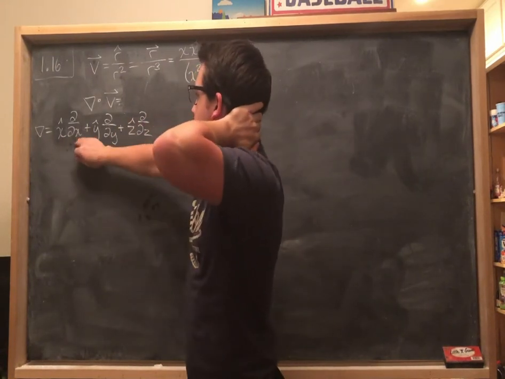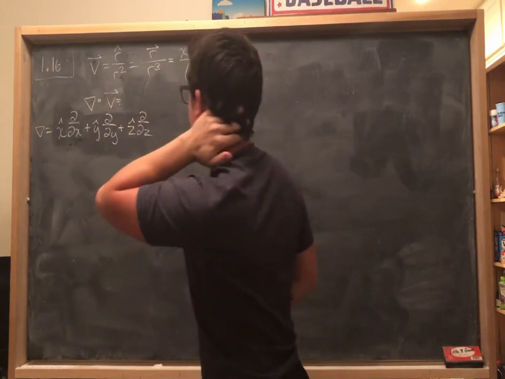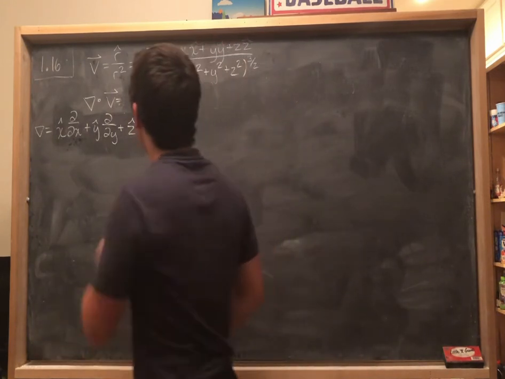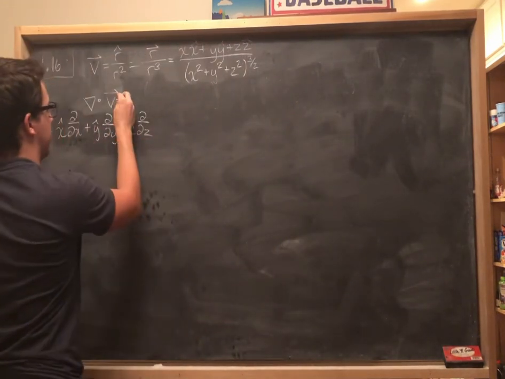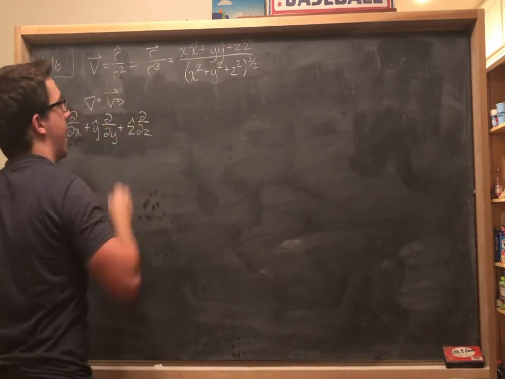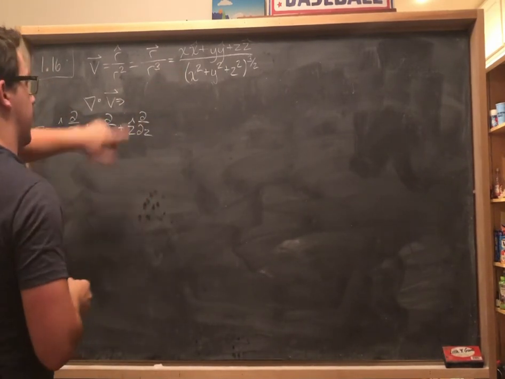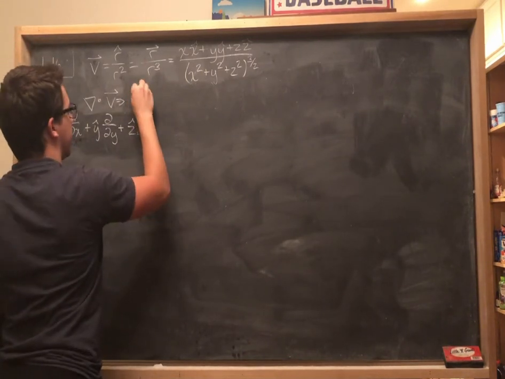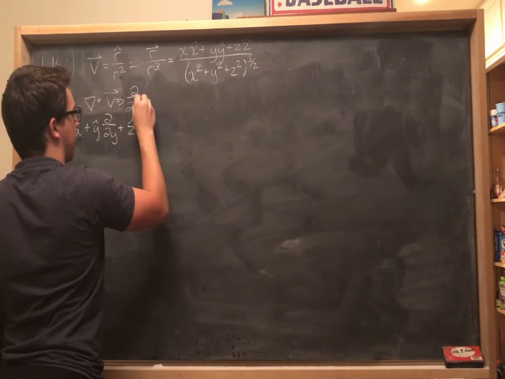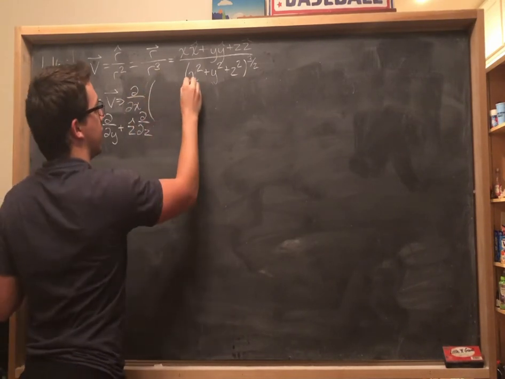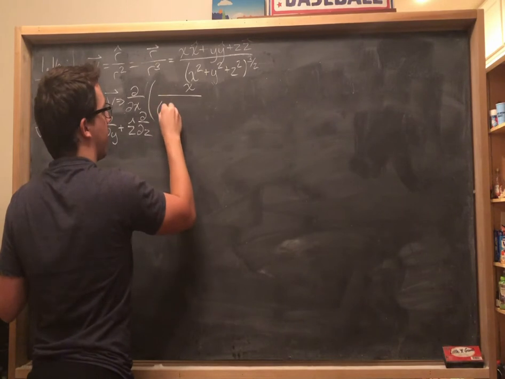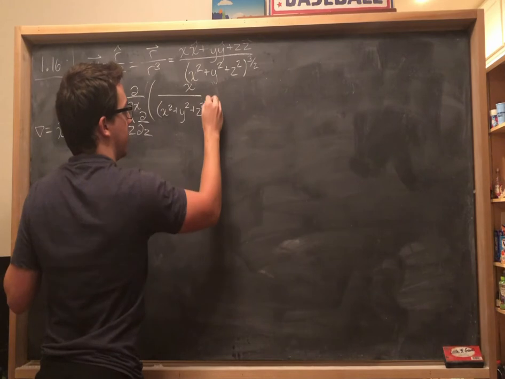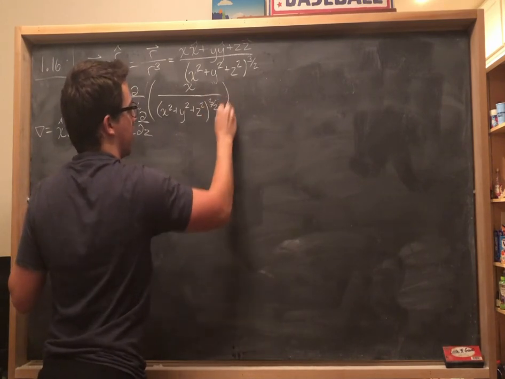So with this in mind for del and this equation for v, why don't we compute the divergence? So I'll start by just computing it in the x, so the multiplication of the two x hat components. So it would be d/dx, differentiating x over x squared plus y squared plus z squared to the 3/2.